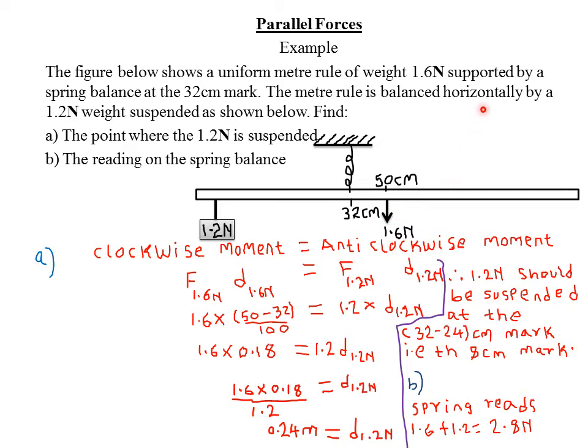Then we are told that it is supported by a spring balance at the 32 centimeter mark. You can see my spring balance is suspended at the 32 centimeter mark. Then the meter rule is balanced horizontally by a 1.2 Newton weight, which is suspended as shown below. We are required to find the point where the 1.2 Newton weight will be suspended.